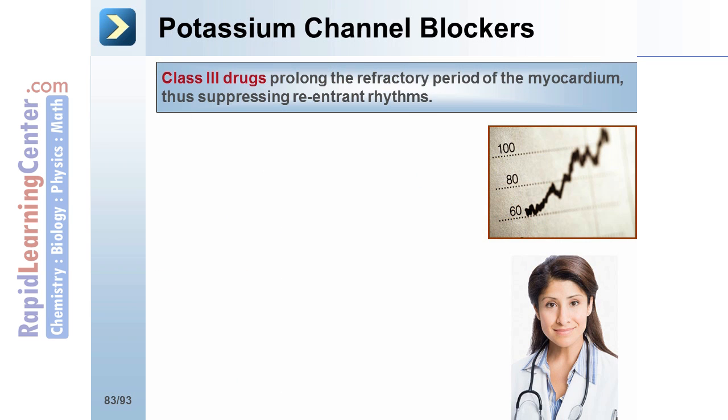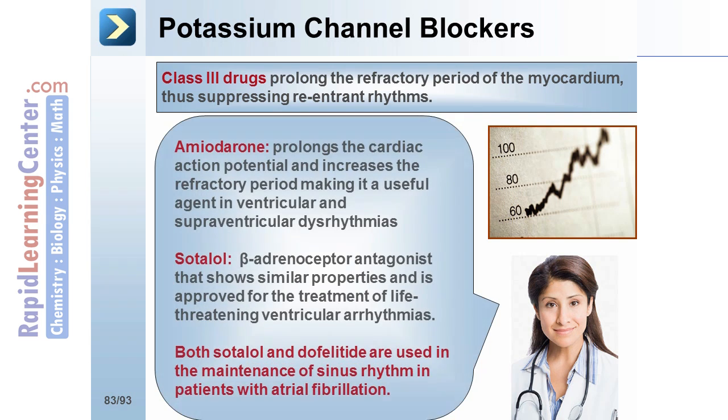Now let's take a look at preload and afterload. The preload is the ventricular EDV and the afterload is the mean arterial pressure. The preload increases with exercise, increased blood volume, and excitement. It is the preload that pumps up the heart. Venodilators act to reduce the preload, whereas vasodilators act to reduce the afterload.